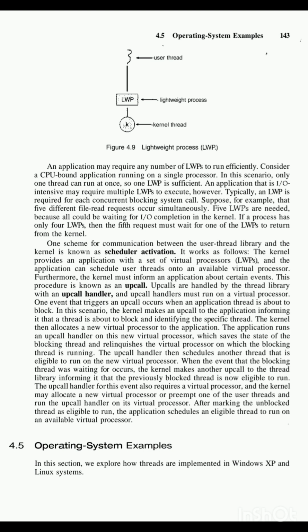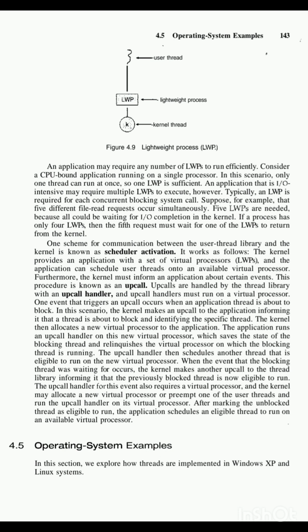It works as follows. The kernel provides an application with a set of virtual processors, that is LWPs, and the application can schedule user threads onto an available virtual processor. Furthermore, the kernel must inform an application about certain events. This procedure is known as an upcall. Upcalls are handled by the thread library with an upcall handler, and upcall handlers must run on a virtual processor.